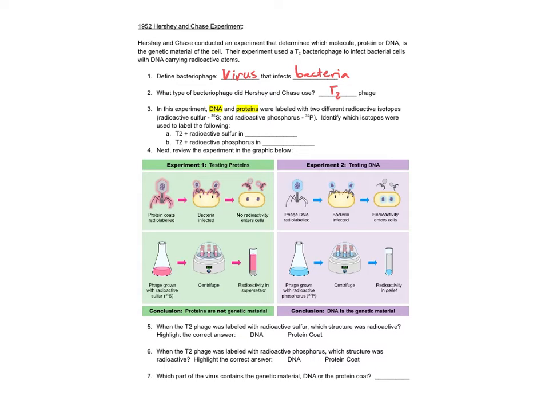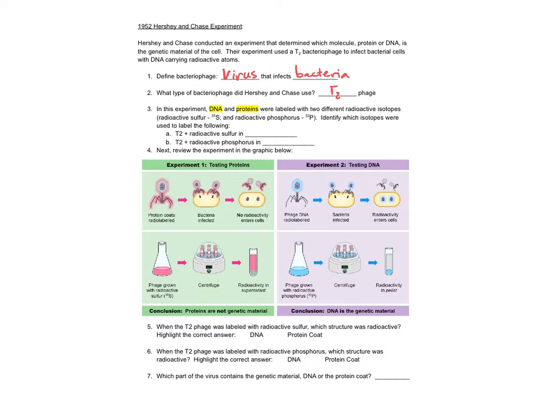So in this experiment, DNA and proteins were labeled with two different radioactive isotopes. They used radioactive sulfur, which is called S35, and radioactive phosphorus, which is called P32. And those two different atoms are called isotopes because they have a different number of neutrons than a normal sulfur atom or a normal phosphorus atom.